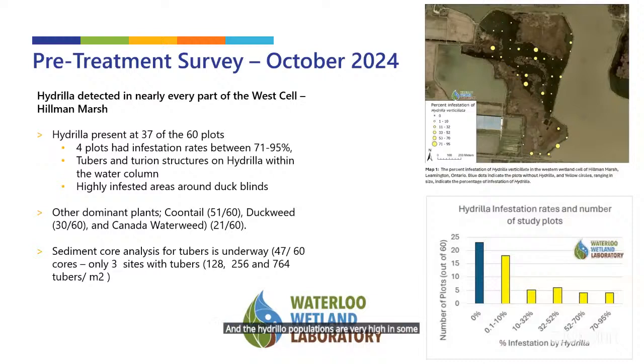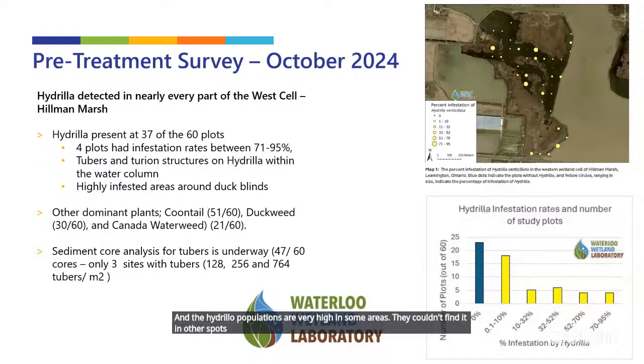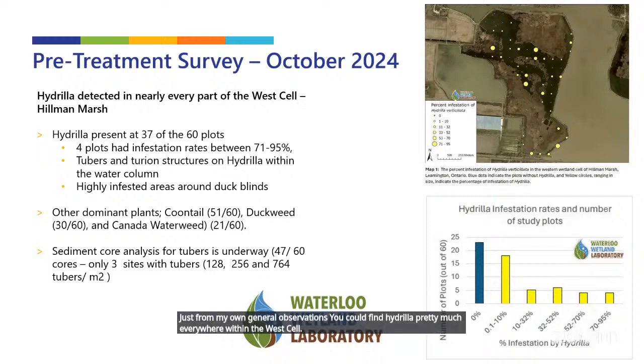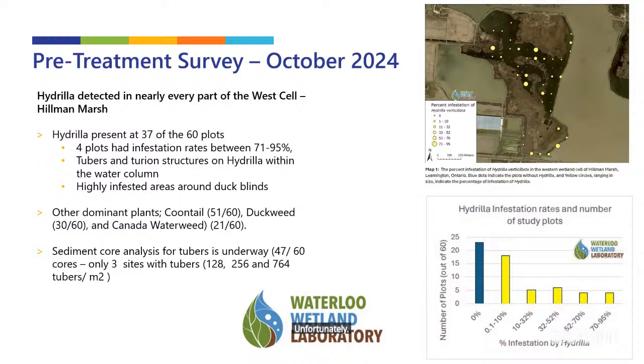They couldn't find it in other spots, but generally speaking, just from my own general observations, you could find hydrilla pretty much everywhere within the west cell, unfortunately. Other dominant plants that we could find within there that were also found by the Waterloo Wetland Lab include coontail, ducktail, and Canada waterweed.